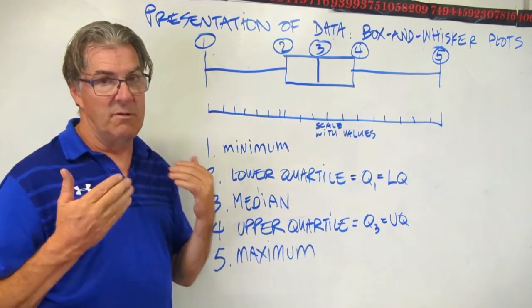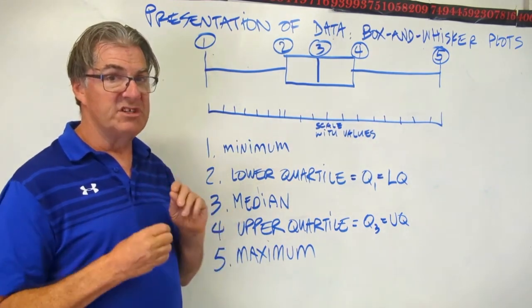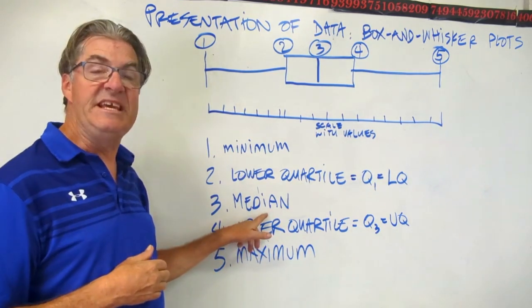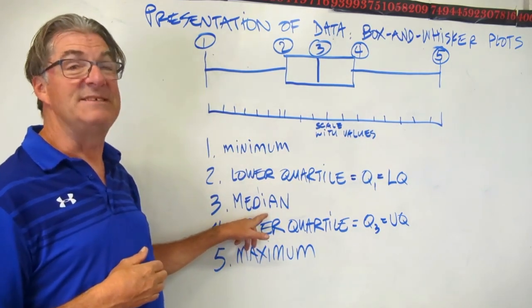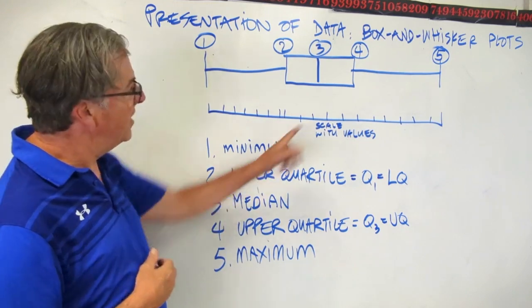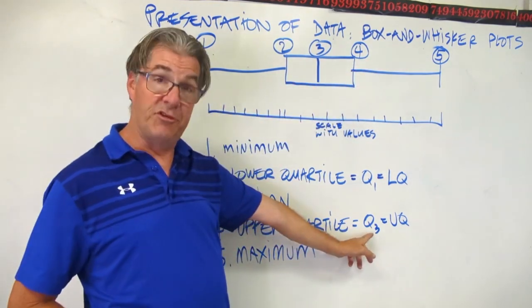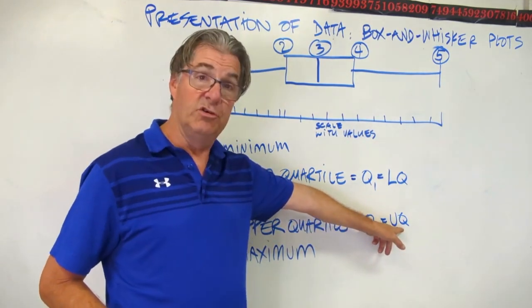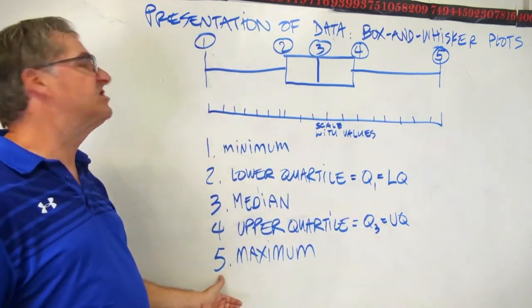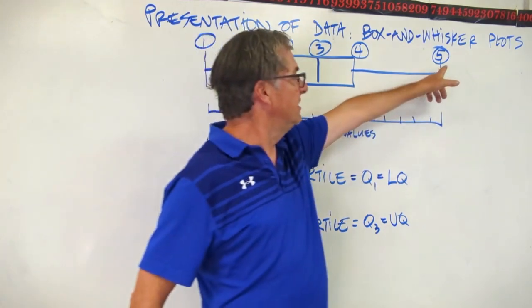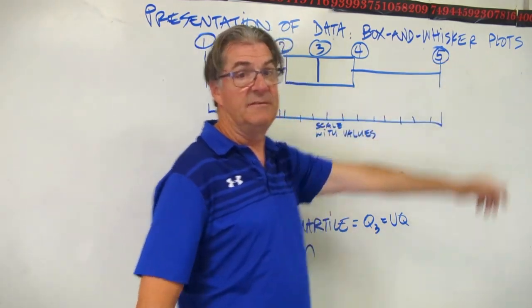And I want to just call your attention, a lot of folks on tests and quizzes have been writing medium. It's not medium, it's median. The fourth number, the one on this side of the box, is the upper quartile, or Q3, which we call UQ. And then finally, we have the maximum. That's the biggest piece of data in our data set, and that's represented at this end.